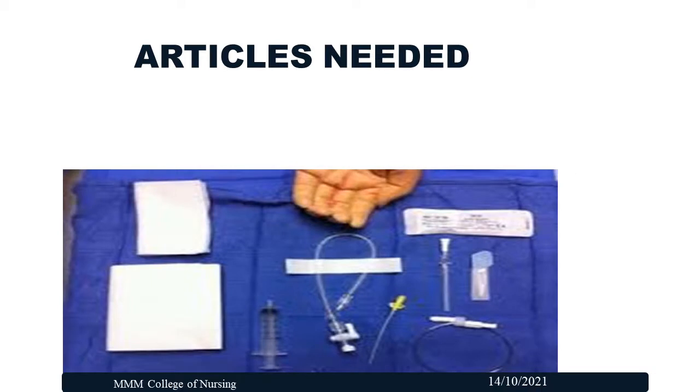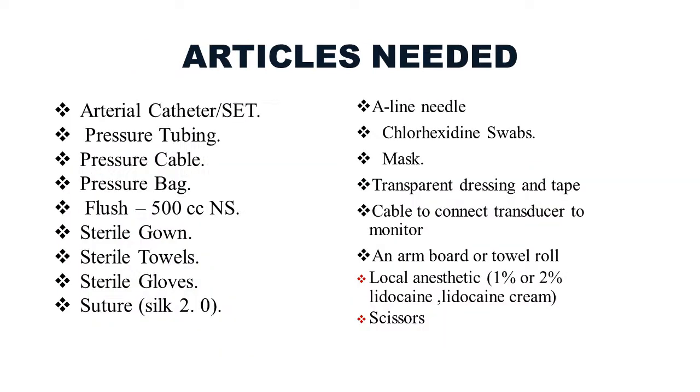What are the articles needed? The main articles are the major PPE and the arterial pressure tubing, pressure cable, pressure bag, the flush NS 500 cc, sterile gown, towel, glove, the suture materials, silk, A line needle, chlorhexidine swab to clean the area, mask, transparent dressing tape, cable to connect to a transfusion monitor, arm board, towel roll, the anesthetic agent, scissors.